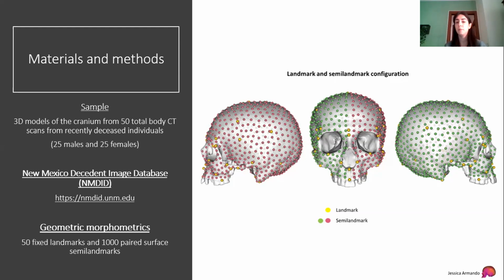So for each cranium, we define 50 fixed landmarks and 1,000 pair surface semi-landmarks that you can see in the image. With the yellow color, the landmarks, and with the pink and green color, the semi-landmarks. And we perform a GPA and a PCA, the generalized Procrustes analysis and the principal component analysis, to investigate the relation between the cranial morphology and the two variables, sex and age.